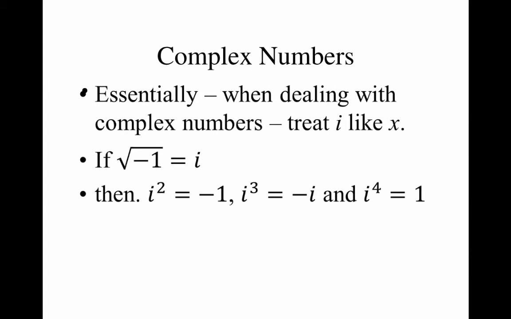So essentially, when dealing with complex numbers, you treat i like x. So if the square root of -1 is i, then i squared is -1, i cubed is -i, and i to the fourth is 1.